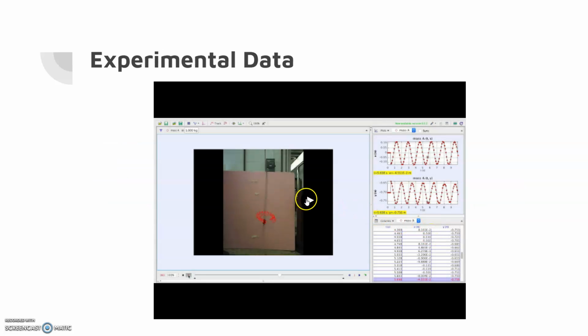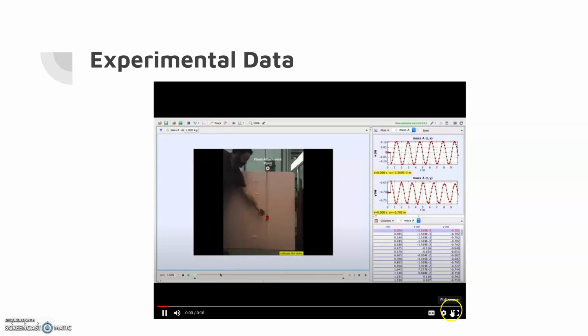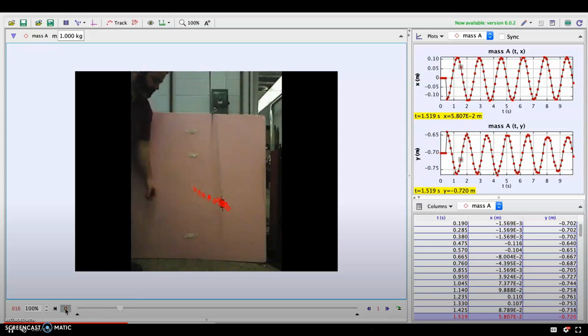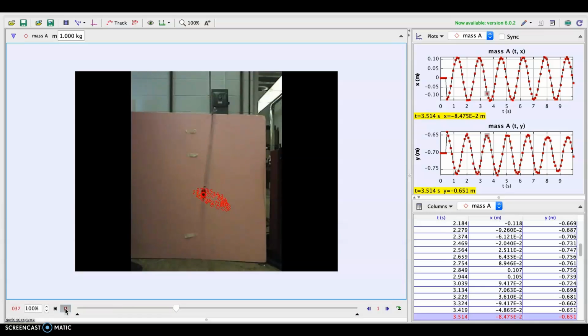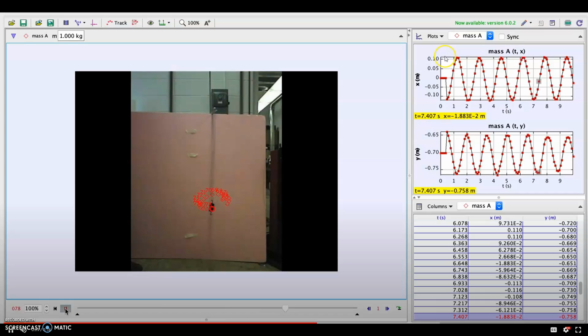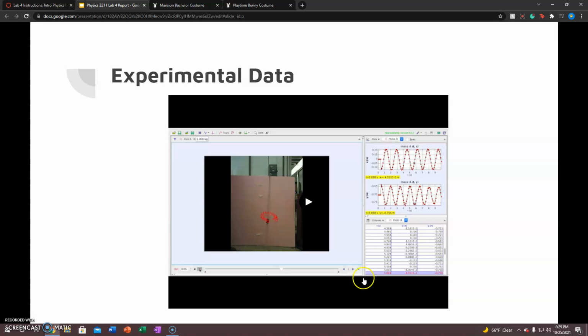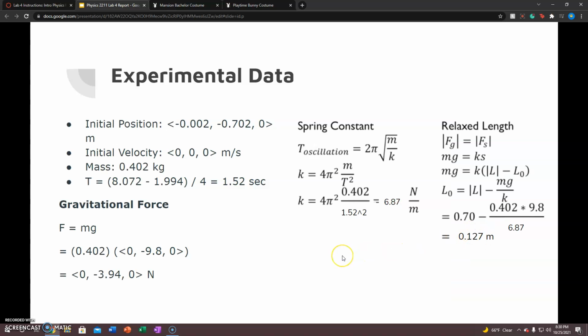So the experimental data can be seen here. This is the video that I uploaded to Tracker, and we tracked the points of the spring moving in oscillation. And this is the graph of the position and time in the x direction, and this is in the y direction, and these are all the data points collected from that. And then the experimental data can be shown here.